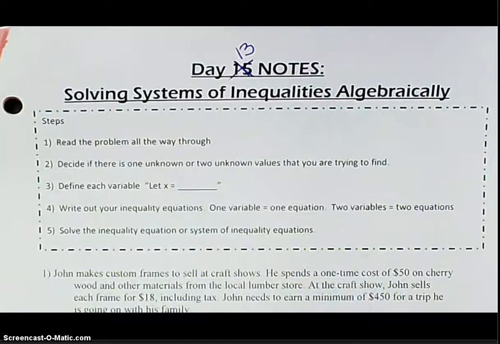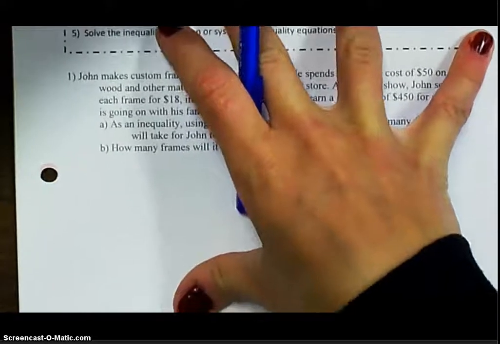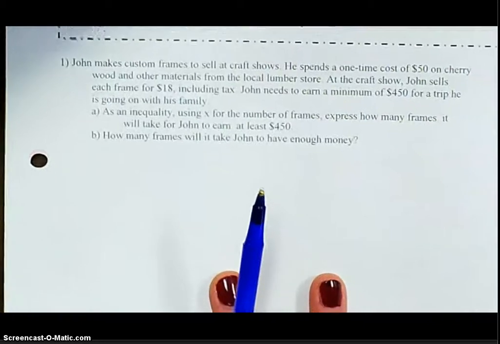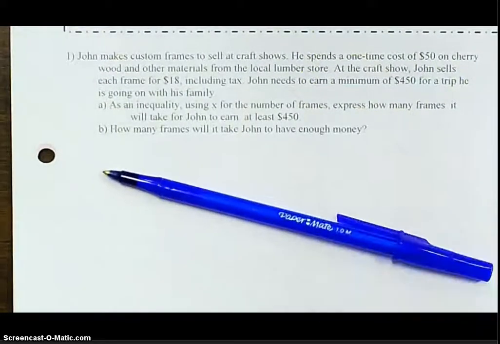Okay, so let's go ahead and put this to the test. Everybody take a look here at number 1. The first thing you need to do is put your pencil down and let's read the question. All right, John makes custom frames to sell at craft shows. He spends a one-time cost of $50 on cherry wood and other materials from the lumber store. At the craft show, John sells each frame for $18 including tax. John needs to earn a minimum of $450 for a trip he is going on with his family.